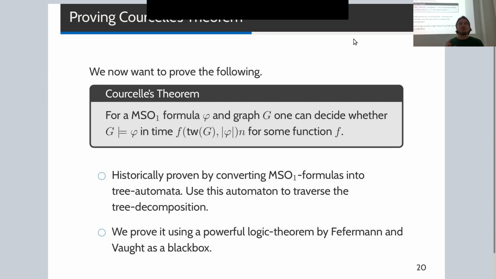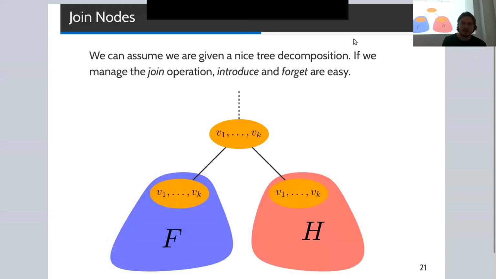Maybe later on we're going to prove a version for first order logic of this Pfefferman-Ward theorem, but for now we're just going to use it as a black box and work our way around it. The difficult part of the proof is going to lie in the join operation. If we get the join operation running, then the rest, the introduce and the forget and everything, are going to be easy. So let's focus mostly on the join operation here.